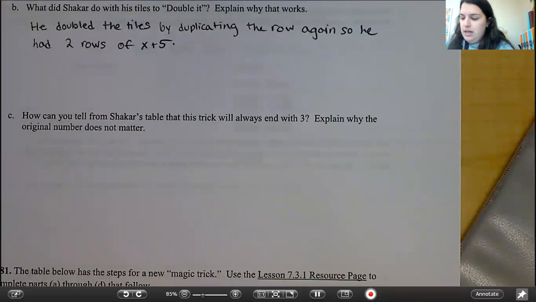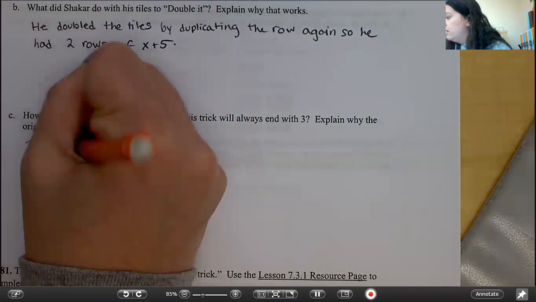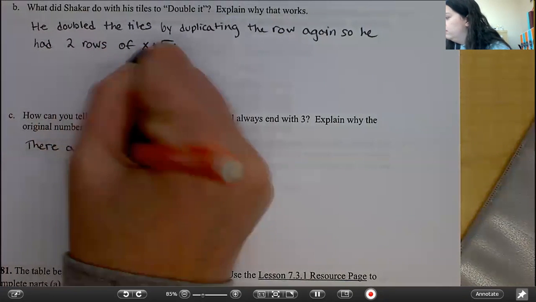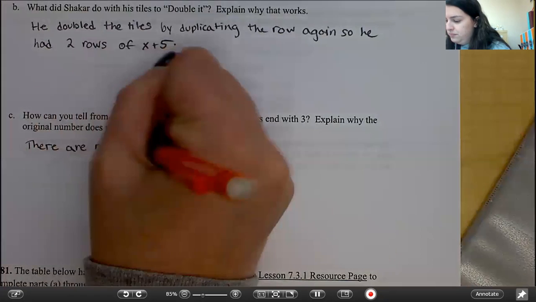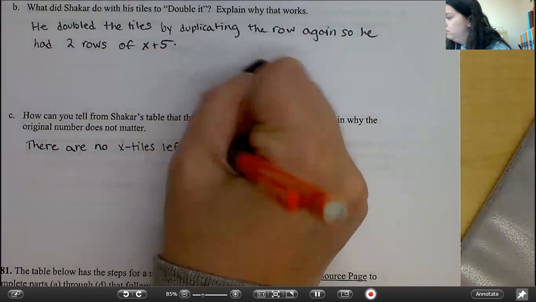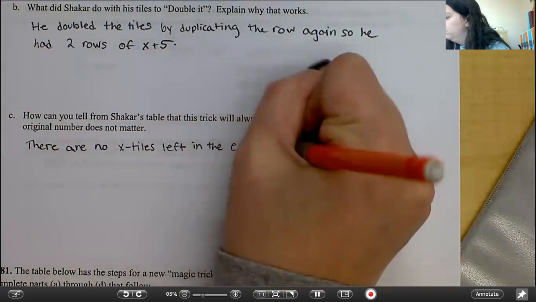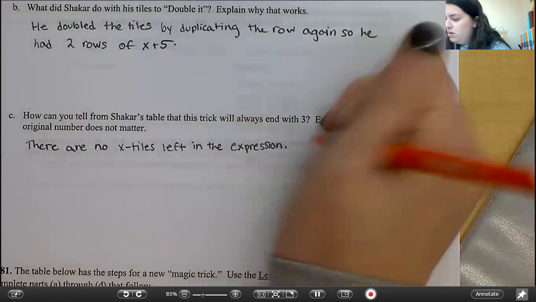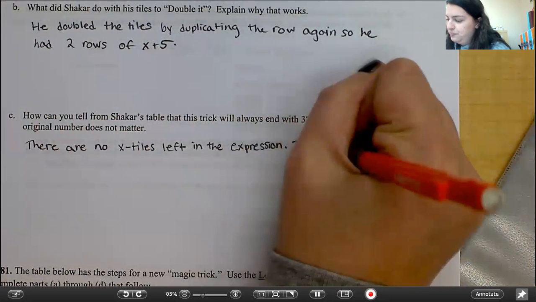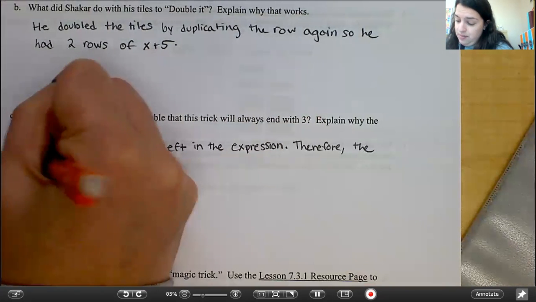If you're back with me, you've tried to answer that. You hopefully said something along the lines of that there are no X tiles left. So therefore, the original value of X does not matter.